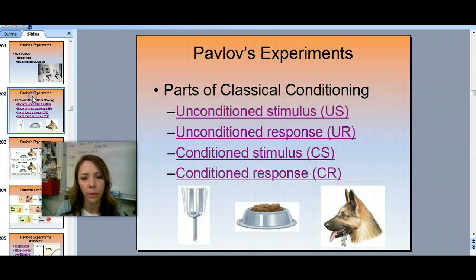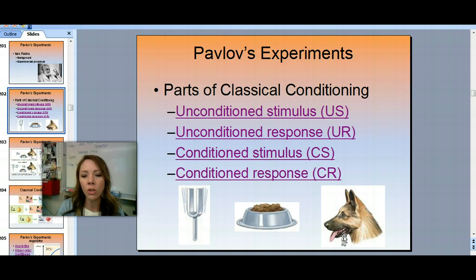So unconditioned, remember, these are things that a person doesn't teach you, right? So unconditioned stimulus: a stimulus is the thing in the environment that creates a response. So in this case, it was the food, right? The unconditioned response was the drooling. So you don't need to teach them. You can kind of think of conditioned as taught or learned. So you don't need to teach them that food equals drooling.